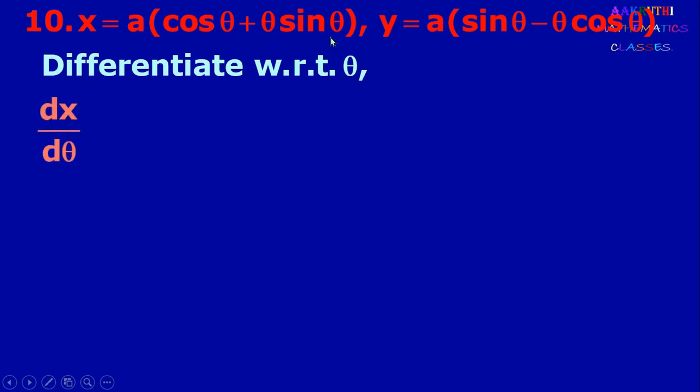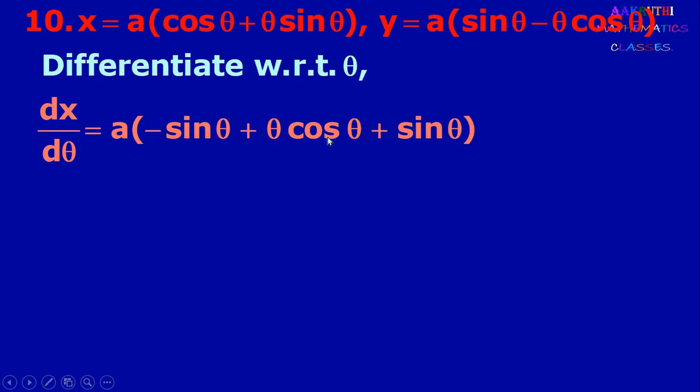Differentiate cos theta plus theta sin theta. Now here a is constant, write as it is. Cos theta differentiation is minus sin theta. Now to differentiate theta sin theta, you have to use the UV rule. Here theta is a function, sin theta is also a function. So theta as it is, sin theta differentiation is cos theta, plus sin theta as it is, and theta differentiation is 1. So we are differentiating with respect to theta, therefore theta differentiation is 1. Now here minus sin theta plus sin theta cancel. So remaining is a into theta cos theta. So therefore dx by d theta is a into theta cos theta.